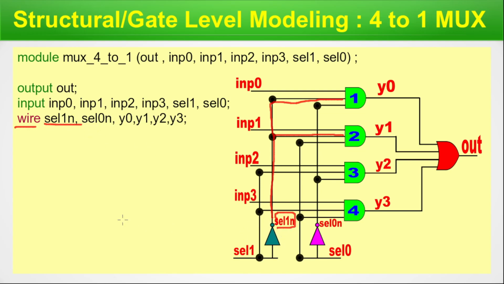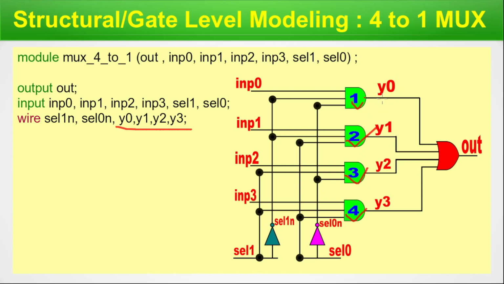Here n means negated. That means sel1, and once we put a NOT gate here, it gets negated. So n is coming here. Similarly sel0n, here this is sel0n, and it goes like this and goes here and goes here. You can see the different wirings. Now there are 4 more here, from the outputs of the AND gates 1, 2, 3, 4.